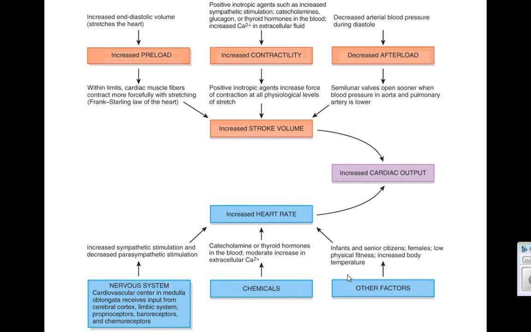Here is a figure that brings together all the different things that will affect cardiac output, the things that affect stroke volume, things that affect heart rate. Just a nice summary slide.